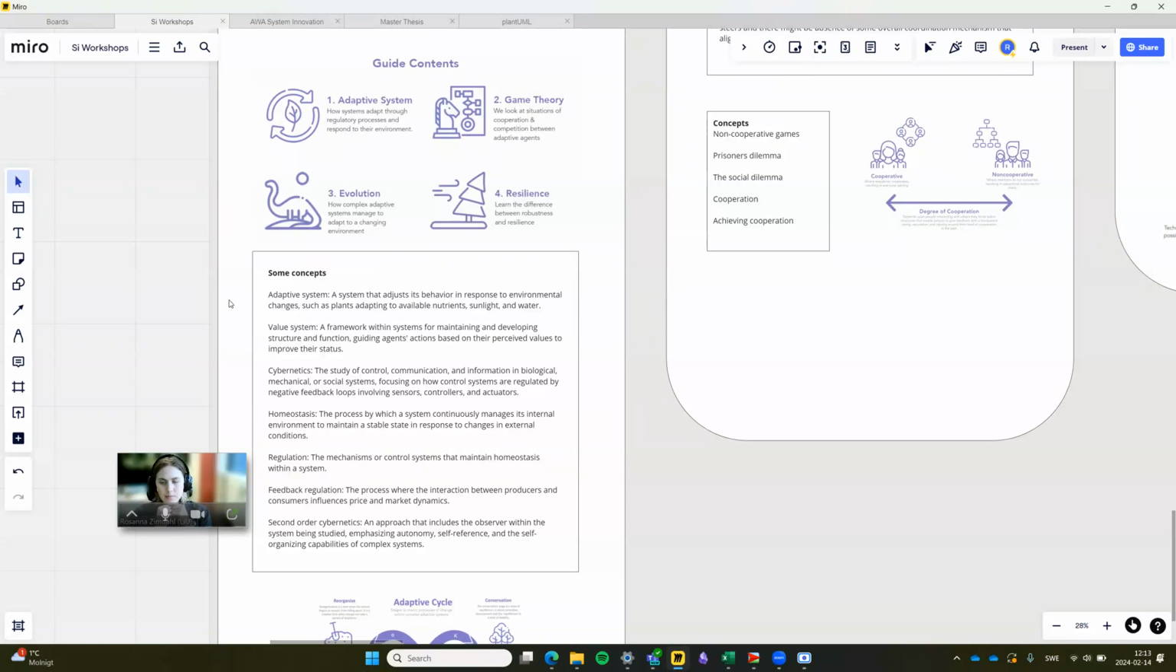Second order cybernetics is how oneself is seeing one's position in the system. So it's also the observer there.